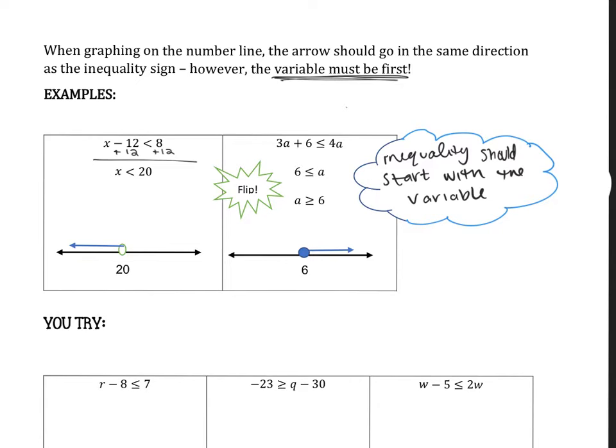So in this problem, 3a plus 6 is less than or equal to 4a. My first step would be to subtract 3a on both sides. And we end up with the inequality 6 is less than or equal to 1a. But this is bad math grammar, so we have to flip all of this so that the a comes first. So if 6 is less than or equal to a, then a has to be greater than or equal to 6. So on our number line, we'd have a filled in circle at 6. Arrow would point towards the right, towards numbers that are greater than 6.